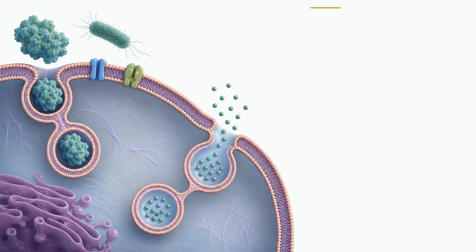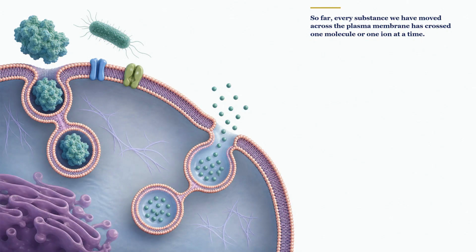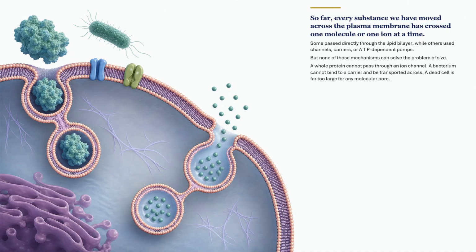So far, every substance we have moved across the plasma membrane has crossed one molecule or one ion at a time. Some passed directly through the lipid bilayer, while others used channels, carriers, or ATP-dependent pumps. But none of those mechanisms can solve the problem of size. A whole protein cannot pass through an ion channel. A bacterium cannot bind to a carrier and be transported across. A dead cell is far too large for any molecular pore.